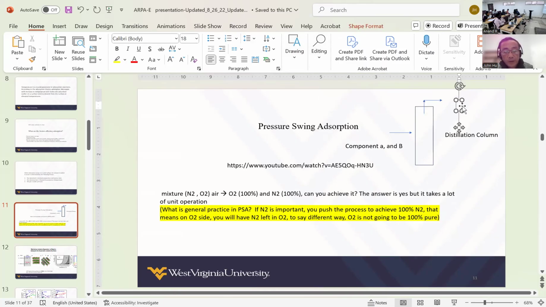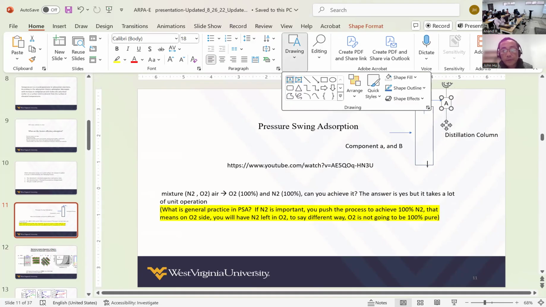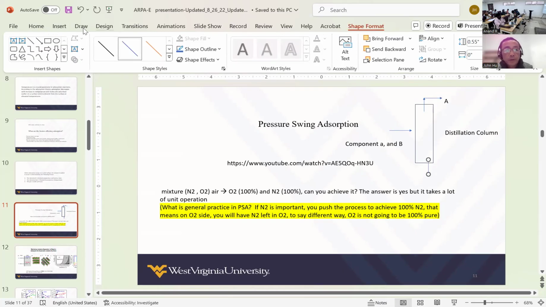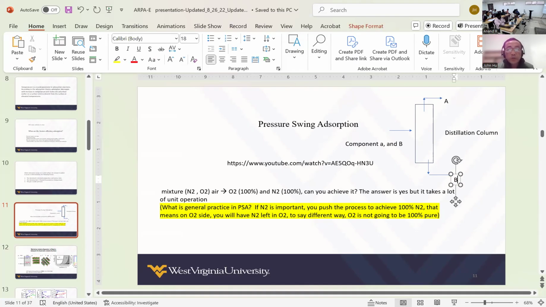You have A, and then on the bottom, you have a B. Okay. So this is what you want.